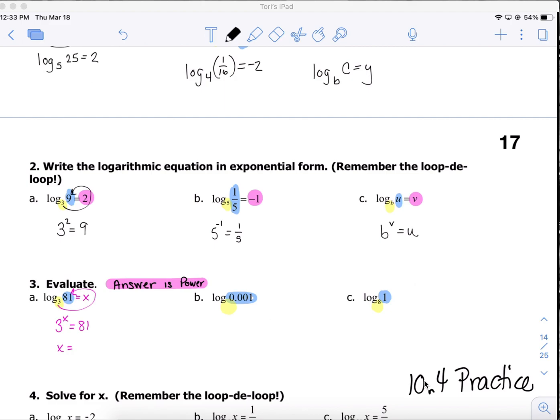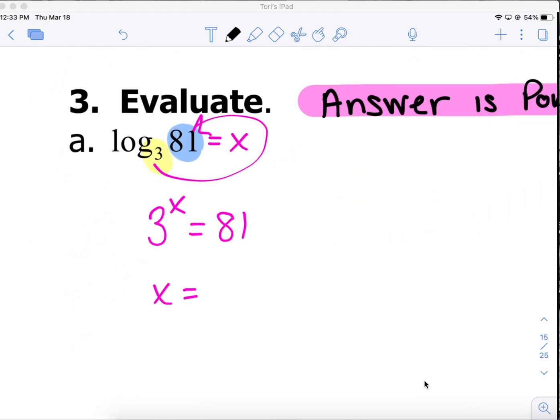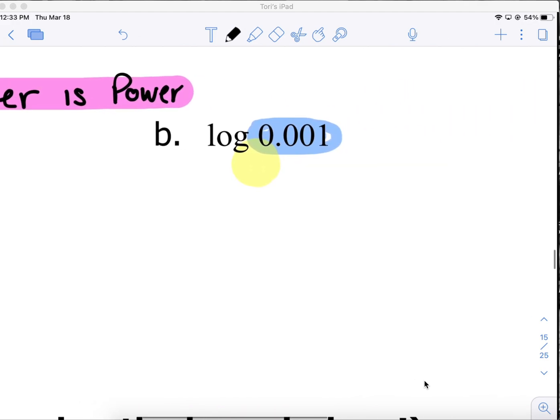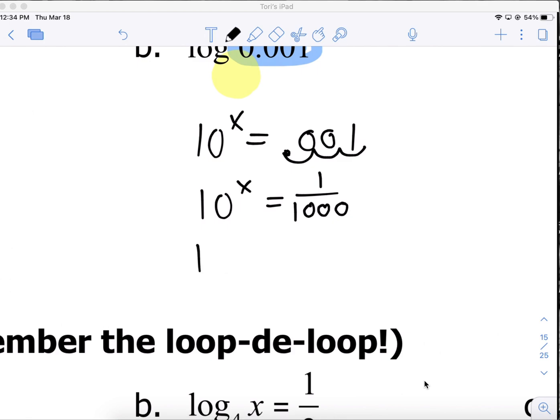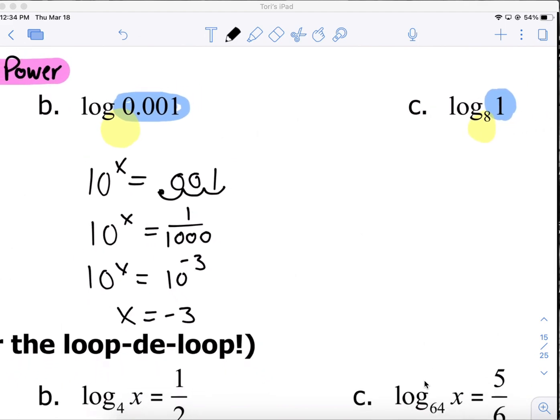Last section for 3, you are solving for X. For A, if you got 4, that means you were on the right track. For this one, if you did 10 to the X equals 0.001, and again, that's tens, hundreds, thousandths, I would rewrite that as 1/1000th. Then I would rewrite that as 10 to the X equals 10 to the negative 3, and in this case, X would be negative 3. If you got that one right, bonus points, because that's a tricky one.